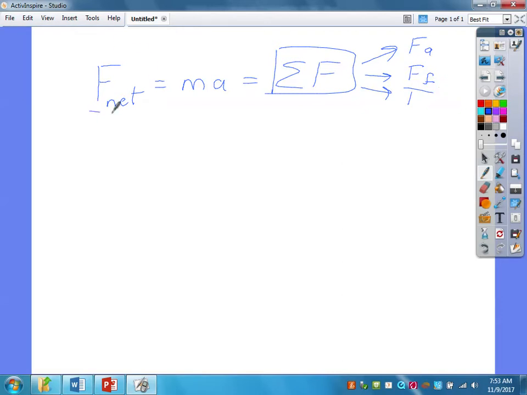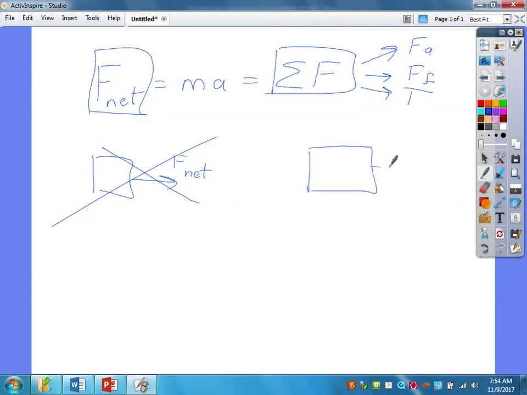Because F net is not a real force. It's just a combination of all of them. F net does not show up on a free body diagram. We do not write F net like this. Okay, that is extremely wrong. But we do draw out free body diagrams where we have an applied force going one way and we have a frictional force going back. These are the actual forces acting on the object.